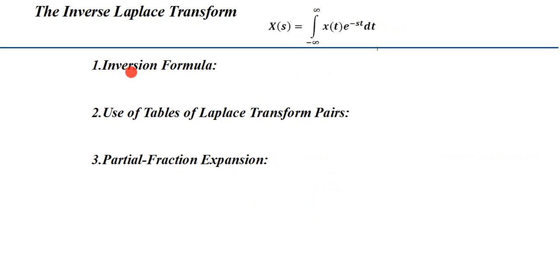The first one is the inverse formula. In order to calculate the inverse Laplace transform, there is an inverse formula, that is x of t is equal to 1 by 2 pi j integral from sigma minus j infinity to sigma plus j infinity of x of s into e raised to plus st ds. So this integration is a complex integration.